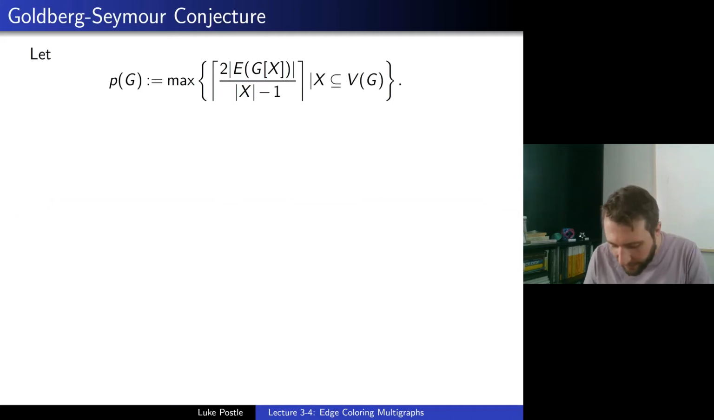And now, in my last little bit, I want to talk about where to go from there. So we have Shannon's, 3 delta over 2 is a nice bound. You have this delta plus mu bound. What more can be said about coloring multigraphs? Well, here's the crazy one.